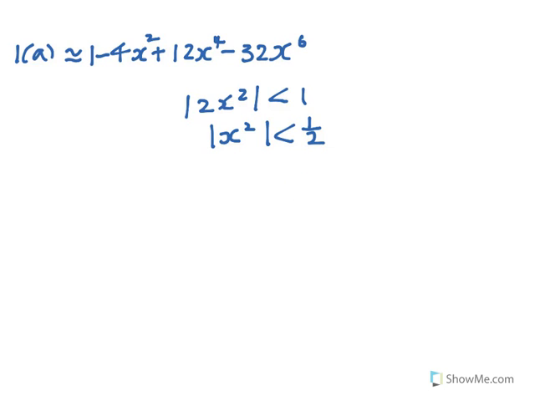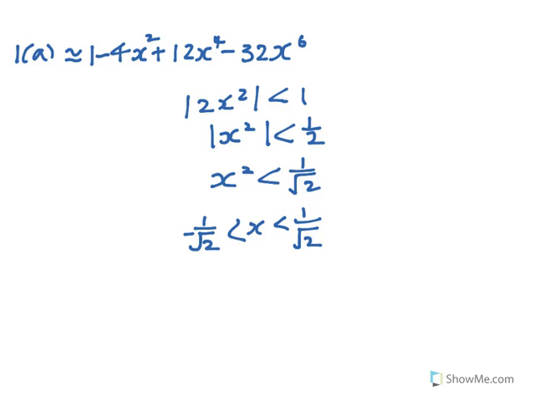First, the modulus of x squared is the same as x squared itself, since x squared is always positive. Solving this inequality, this gives us x to be between positive 1 over square root 2 and negative 1 over square root 2.